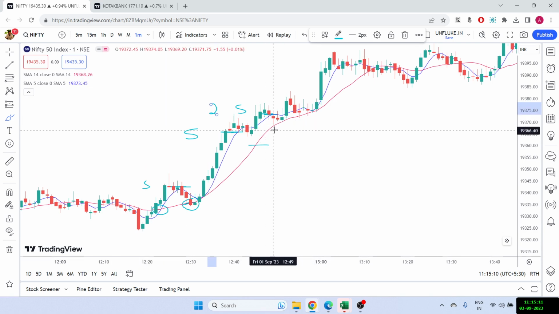Again, you will notice it has not touched the bottom line, the bottom moving average. Third time I will get another entry here. So I'm taking the third trade, and I will only do it 3 times.